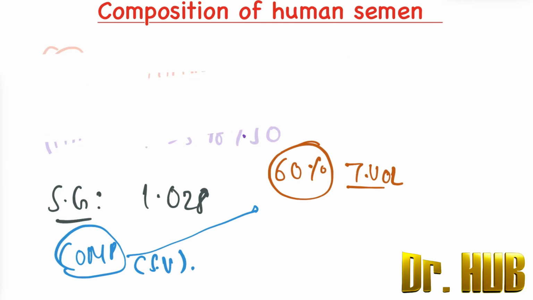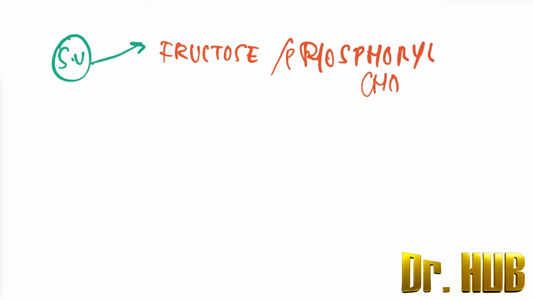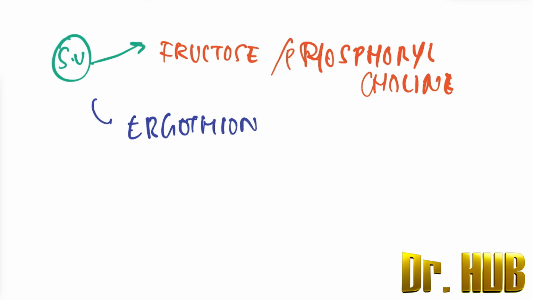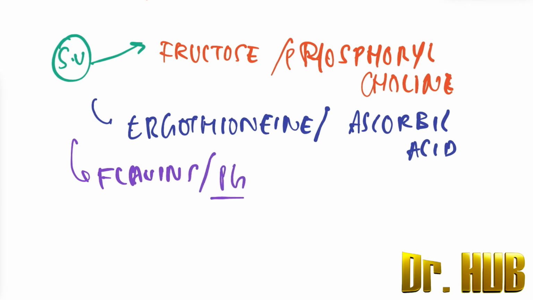So what are the components of the seminal vesicles? This is important. The seminal vesicles contain fructose. Next, it contains phosphoryl choline. Next, there is also the presence of ergothioneine, and there is ascorbic acid. There is also the presence of the flavins and the PGs, that is the prostaglandins.